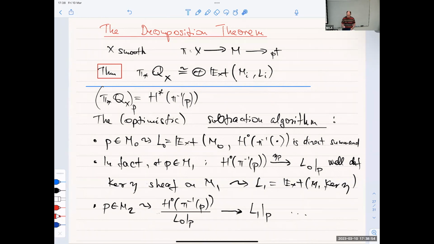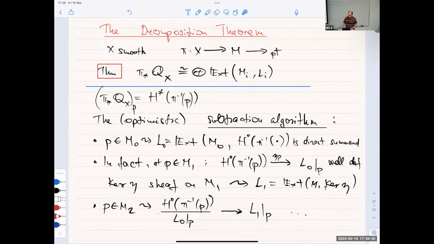The stalks of the intermediate extension of this sheaf are much bigger than the cohomology of the generic fiber. It's some bigger thing, a higher dimensional vector space that comes from the cohomology of those normal cones. So in any case, this thing could be kind of complicated. So you go now to a point P on the next stratum, M1. So this L0 restricted to that point in M1 is a much bigger space than just the cohomology of the generic fiber, it's some other thing.